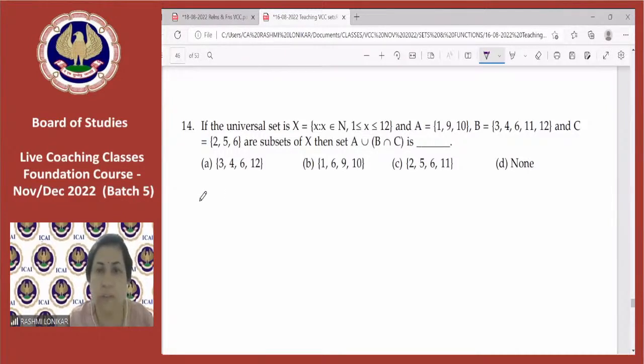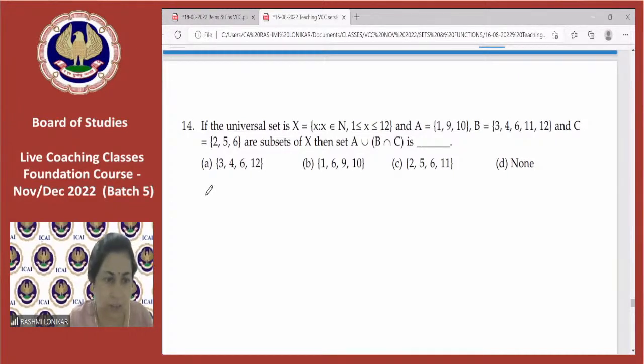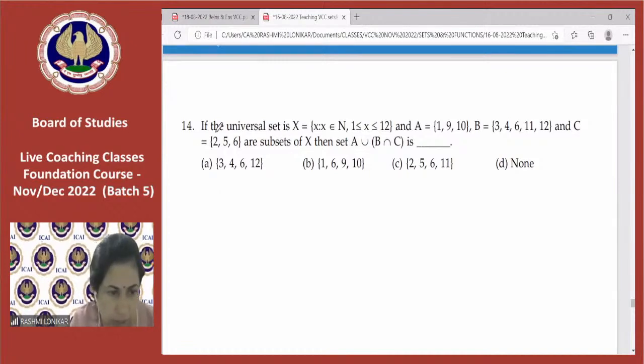Okay. So we will always follow the BODMAS rule. We will first solve the bracket. So this is the 14th sum we are dealing with.